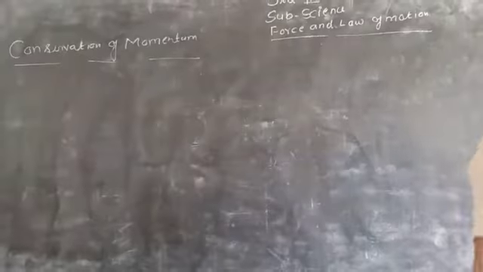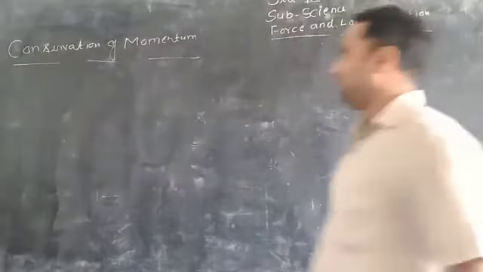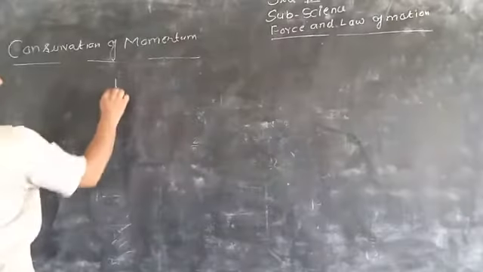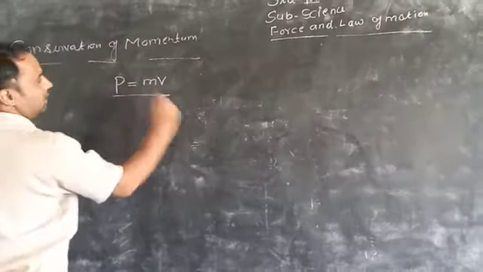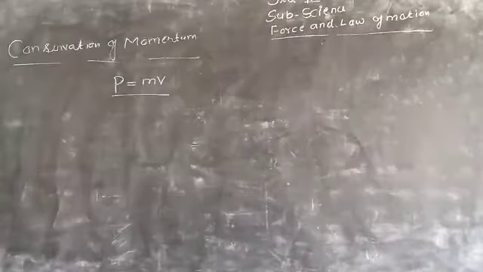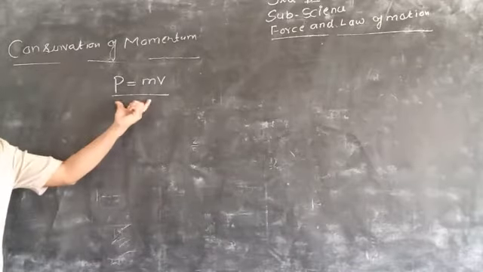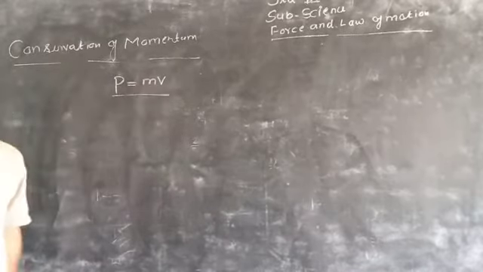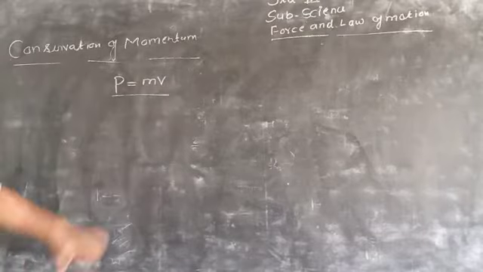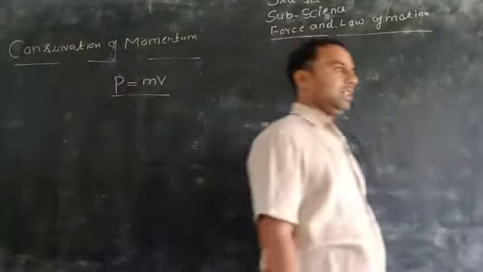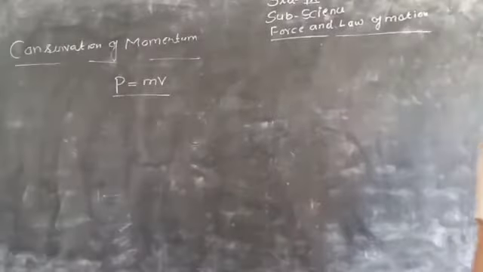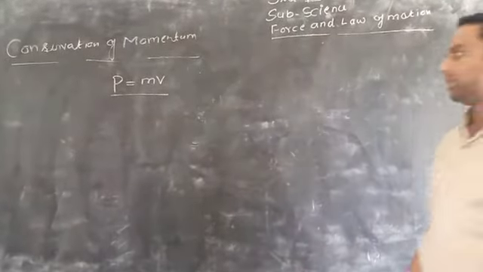What is the basic formula of momentum? P is equal to m into v. This is the basic formula for momentum. We introduced in the previous lecture that the basic formula for momentum involves mass and velocity, that is the product of mass and velocity. The conservation of momentum is applied only when no external force is applied on the system.